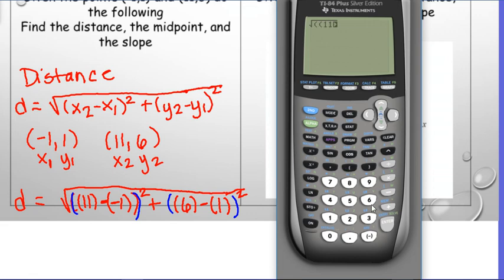So 11, close the parentheses, minus 1, and then close that parentheses, and then I'm going to put squared plus 6 minus, and then 1, close it, and then raise to the second, and then here we get the distance to be 13. Now I'm going to show you the math the calculator did.